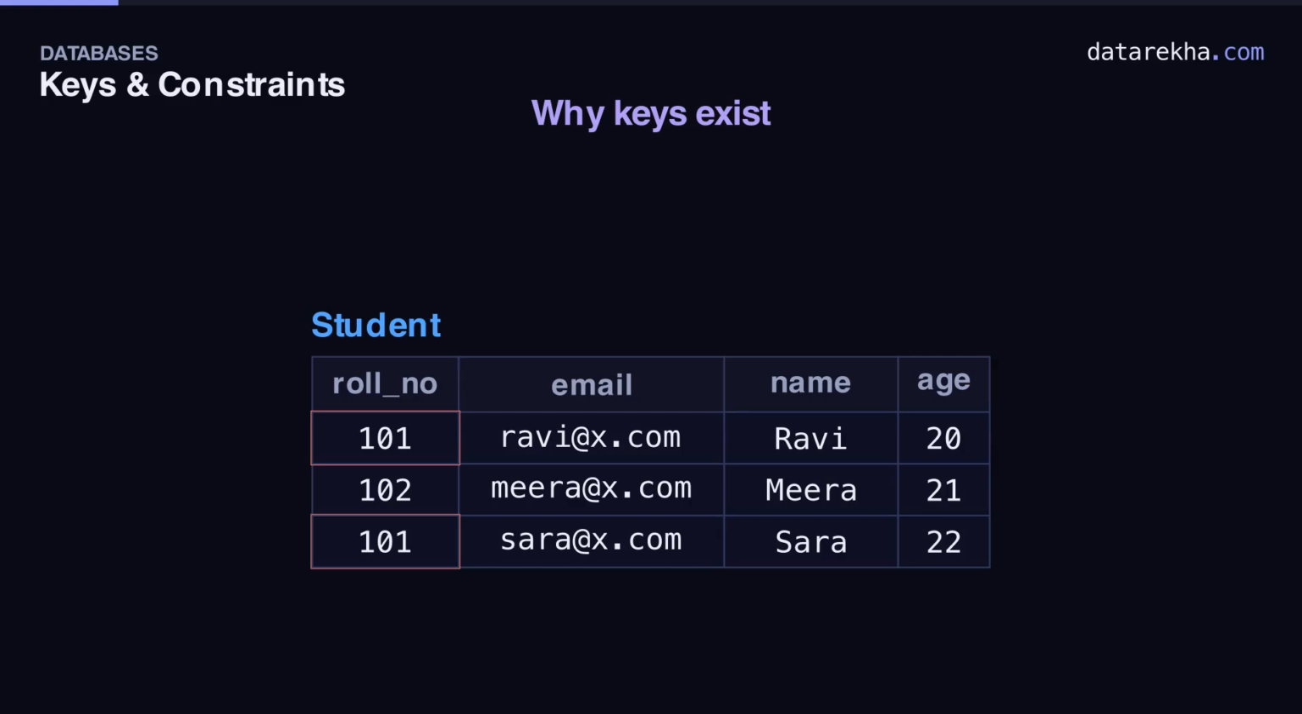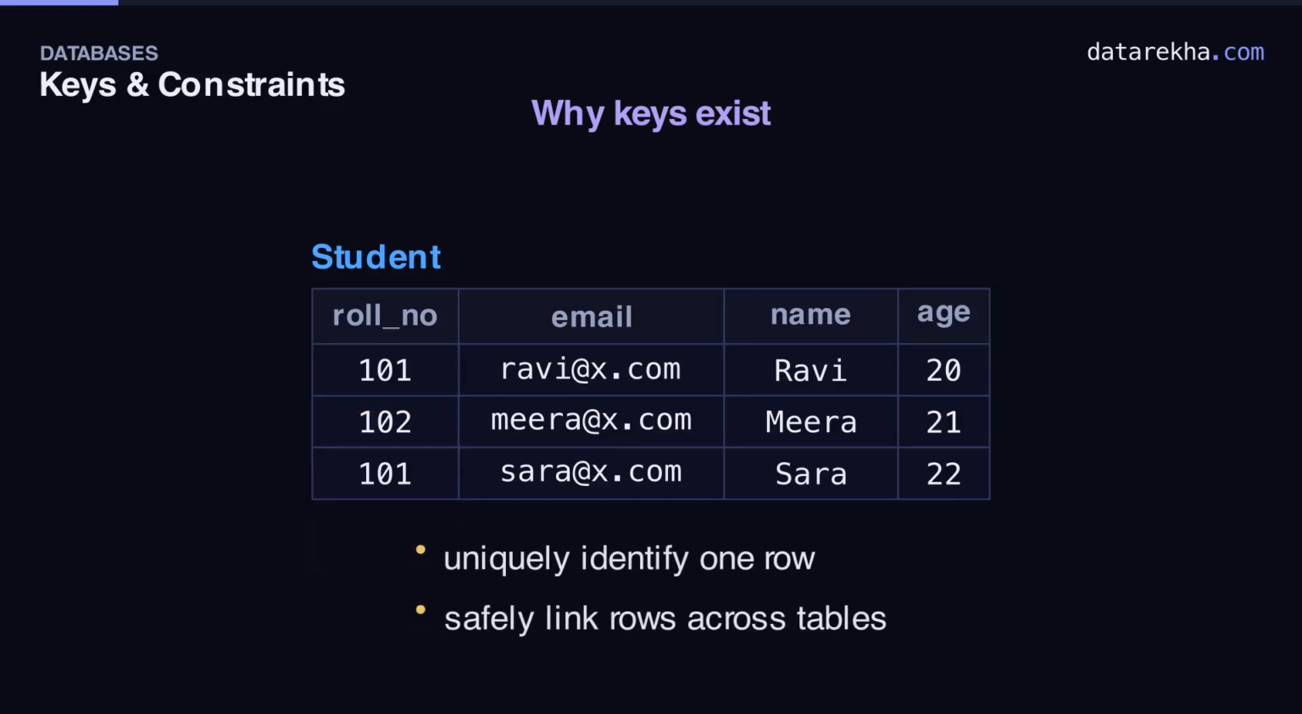The identity has broken. So a table needs two guarantees: a reliable way to point at exactly one row, and a reliable way to link rows across tables without ever pointing at nothing. Those two jobs are done by keys, and by the rules we call constraints.